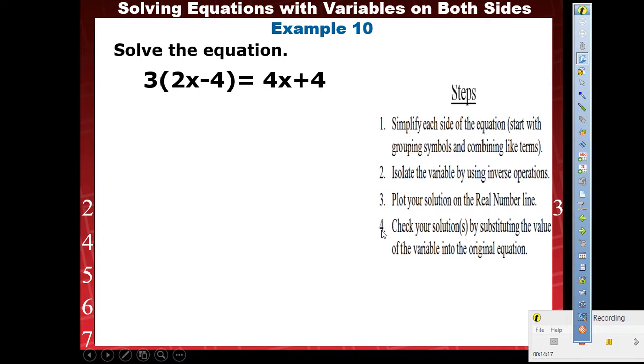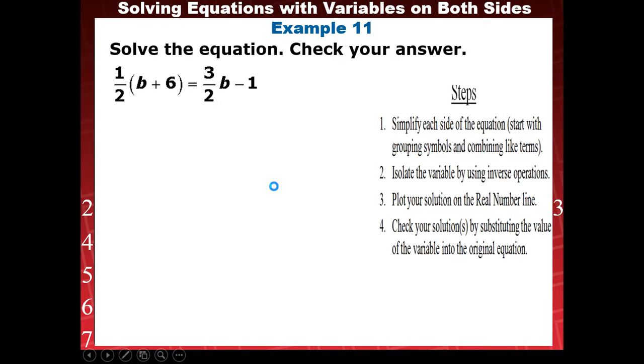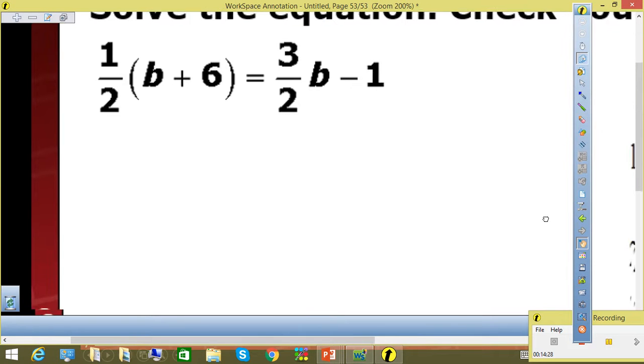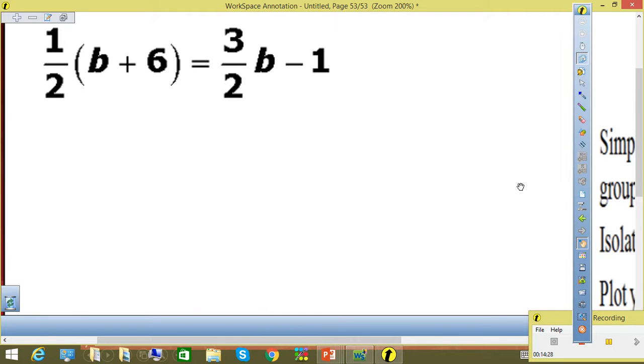Copy this one. Example 11. Let me zoom in. We got 1/2 times parentheses b plus 6 equals 3/2 b minus 1. Copy that. We're going to do this one together.